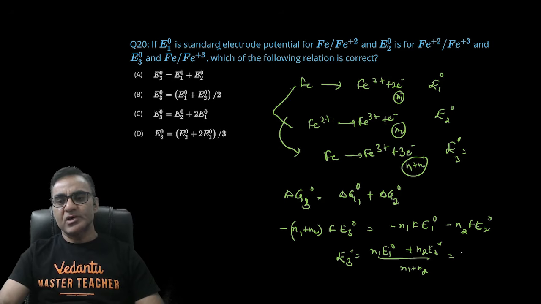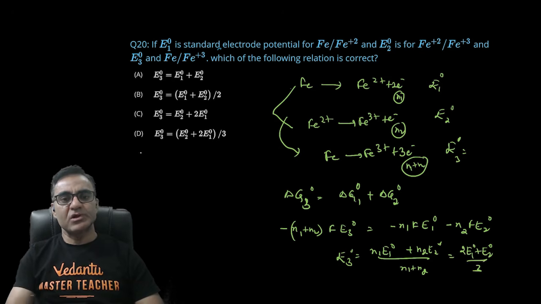So N1 is 2 E1 naught plus E2 naught divided by 3. So check what is the answer. 2 E1 naught plus E2 naught upon 3 is equal to this. So D is going to be the right answer of this particular question.